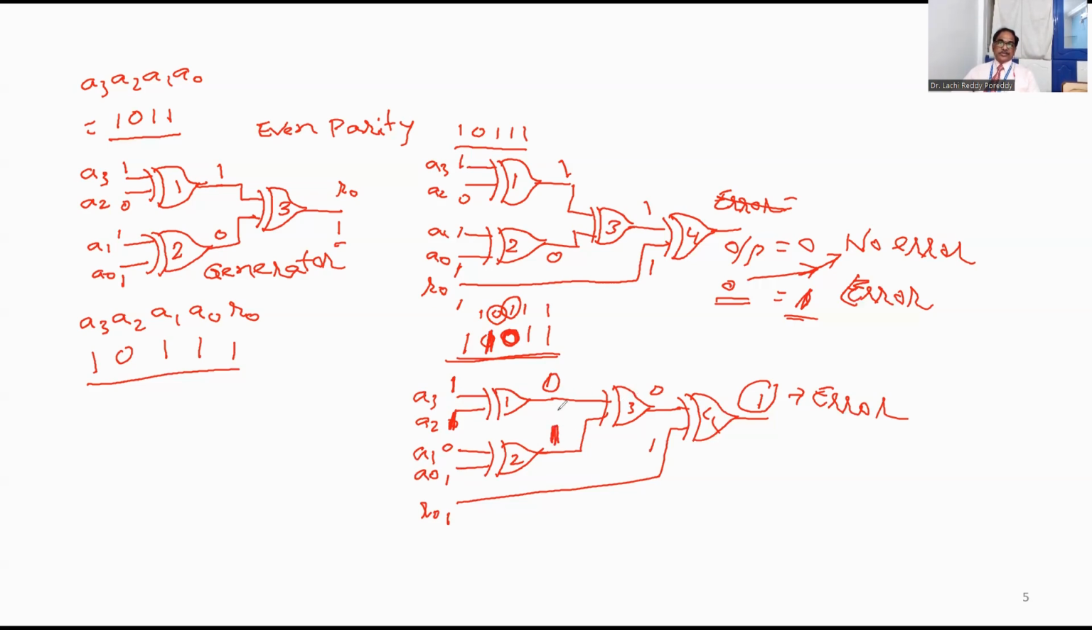Then the third XOR gate inputs are 0, 1, so output will be 1. Fourth XOR gate inputs are 1, 1. Output will be 0. That means it is saying that there is no error.